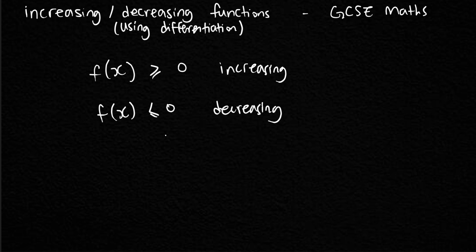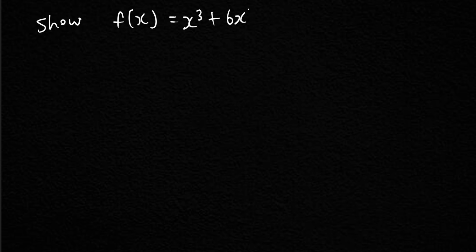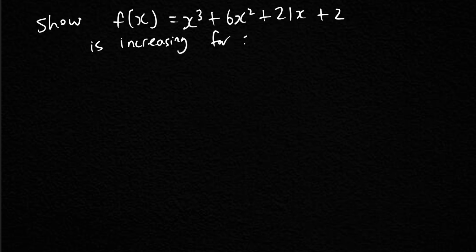So for example, you might be asked to show the function f of x equals x cubed plus 6x squared plus 21x plus 2 is increasing for all values of x. How do we solve this? If it's increasing, it would have to be greater than or equal to 0, right? There's two different styles of questions you could be asked for increasing and decreasing functions. This is style number 1. I'll answer it, and in just a moment, I'll show you style number 2.